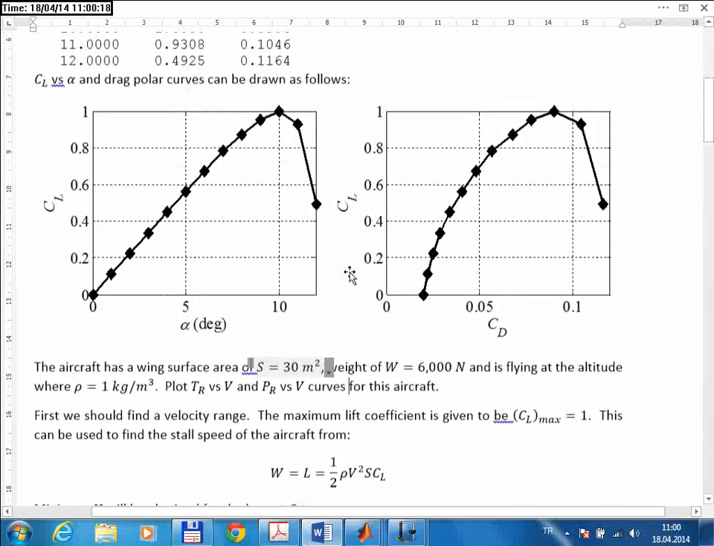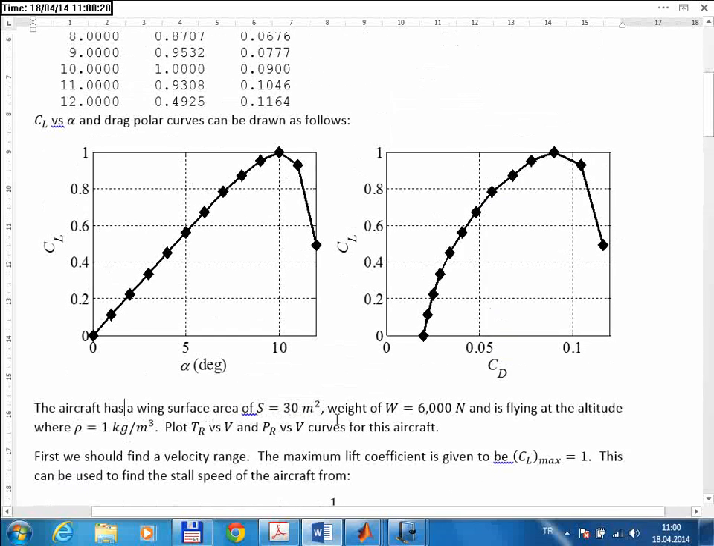Now you have the real aircraft, which has these properties. The wing surface area is 30 square meters, and the weight is 6,000 newtons. We are considering a steady level flight for this aircraft, which takes place at the altitude where the air density is 1 kilogram per cubic meter. So now the question is, let's obtain the thrust required and power required curves for this aircraft for this altitude.